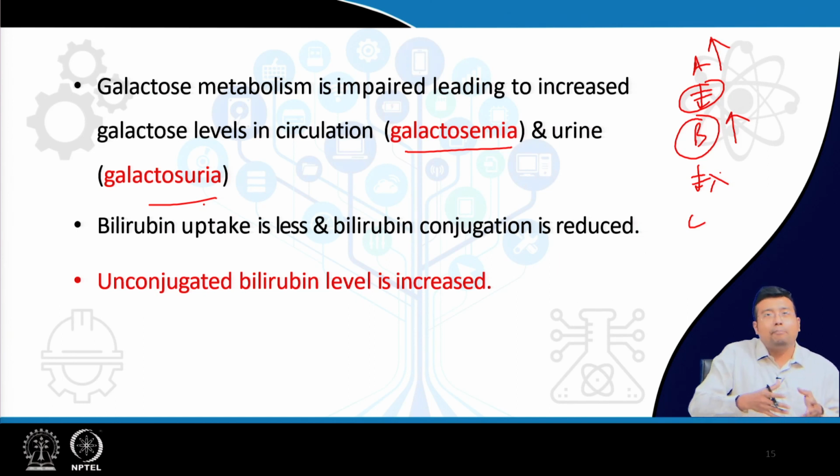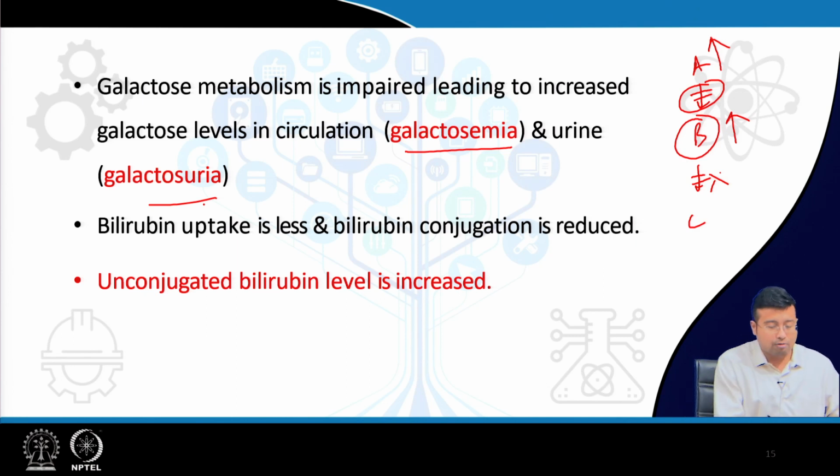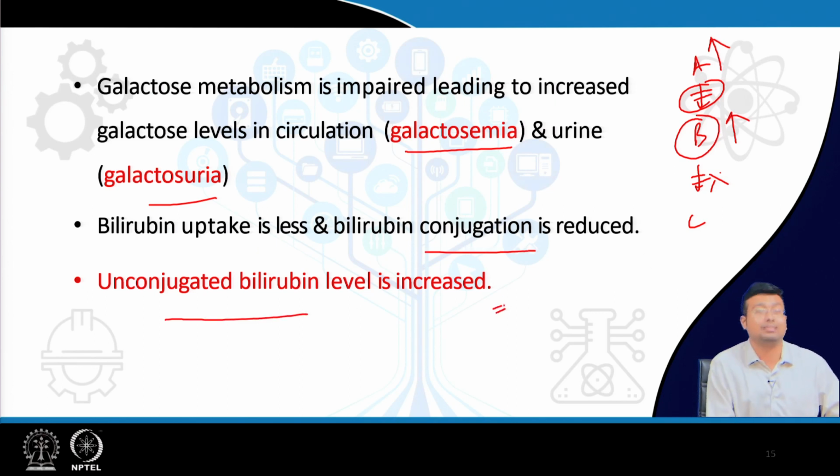What else happens? Bilirubin uptake is also less because the liver is at fault. Why? Because excess galactose 1 phosphate gets accumulated in the liver. It leads to a condition known as hepatomegaly. Megaly means growing of the liver. So, the liver is under assault, the cells are filled with galactose 1 phosphate and the liver cannot function properly, and that is the reason why bilirubin uptake is less, bilirubin conjugation is reduced and unconjugated bilirubin is increased in the system. Basically, liver cells help in conjugation of bilirubin. If liver cells are not functioning properly, there will be jaundice, in this case unconjugated hyperbilirubinemia.